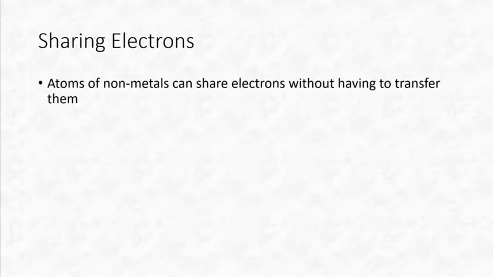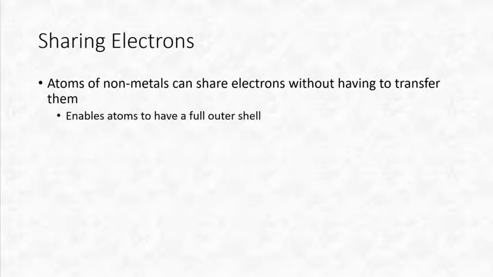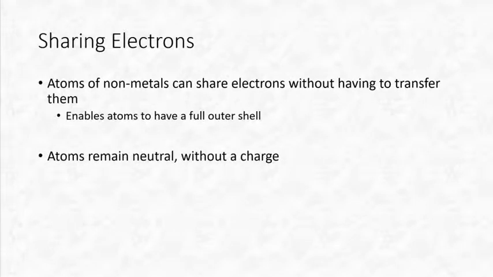So, sharing electrons. This is when atoms of non-metals share electrons without actually exchanging or transferring electrons. This enables the atoms to effectively have a full outer shell each. The atoms remain neutral without a charge, so they don't become ions.